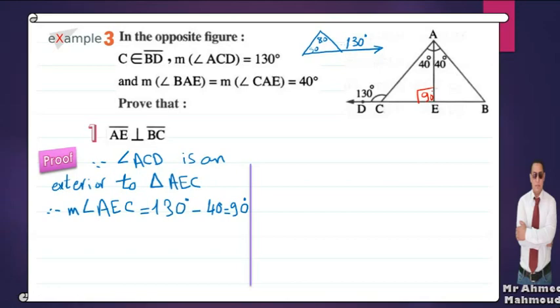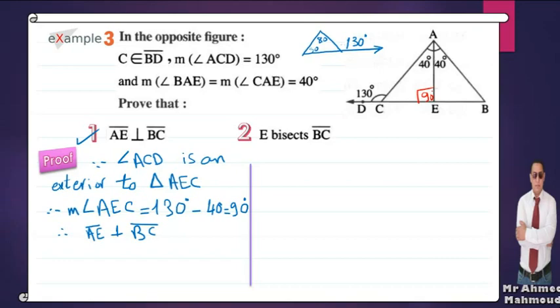Okay, therefore AE is perpendicular to BC, and this is the first required. The second required, prove that E bisects BC. Again, prove that E bisects BC.